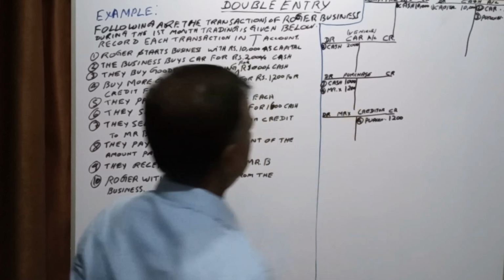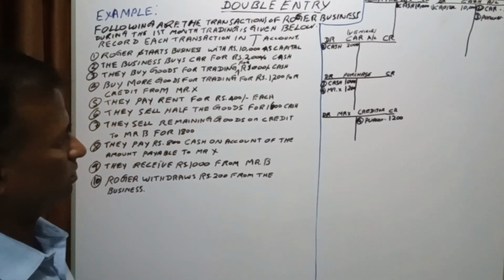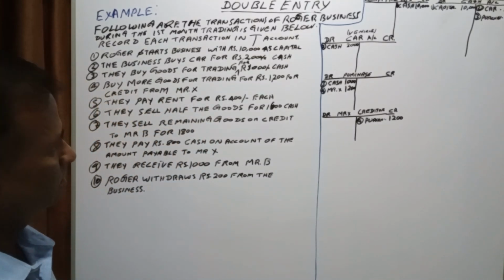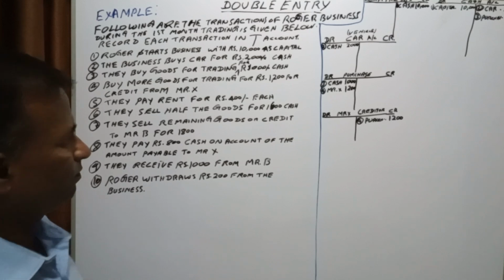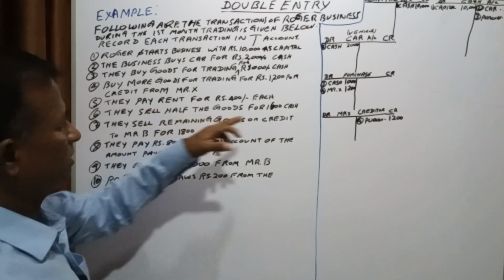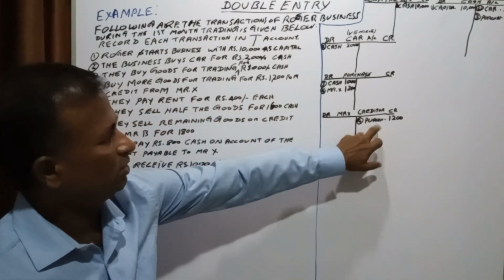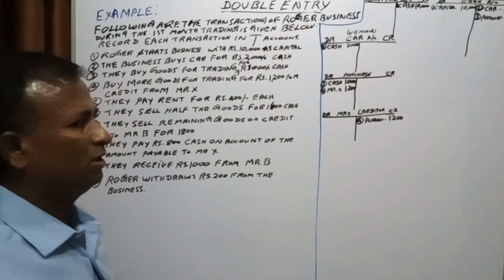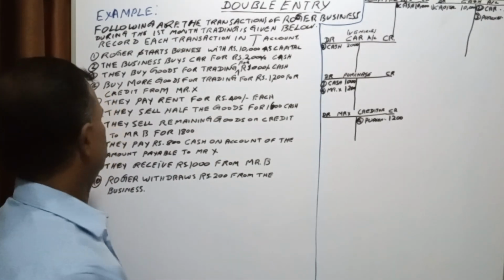X. Okay, account 1200. That is the completion of number 4 adjustment. Okay, now have you understood all these things, double entries? If you have any queries, let me know.